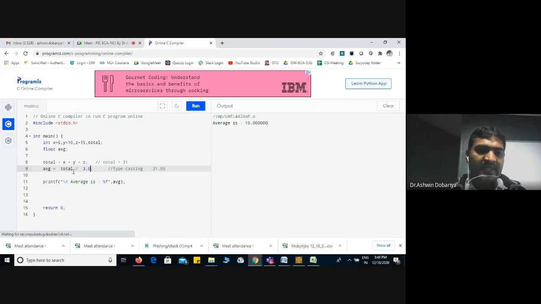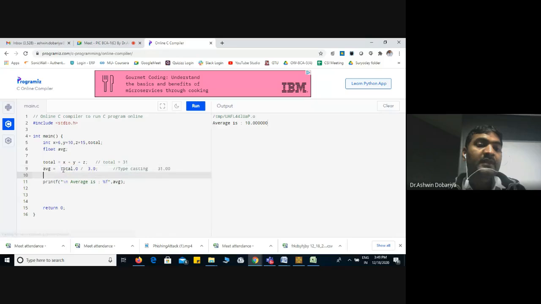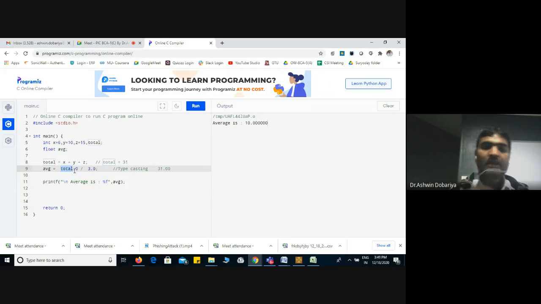But now you tell me, can I write total.0? Can I write total.0? We cannot write like this, right? Because total is a variable name. So variable name .0 will not become a float. But if there is a constant value and you add .0, then the constant value becomes a float. It is a float constant. Yesterday we discussed, if you remember, 3.0 means a floating constant value.